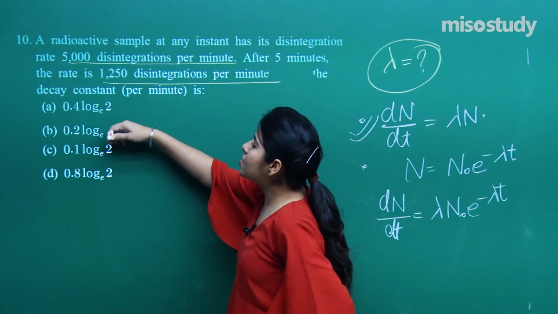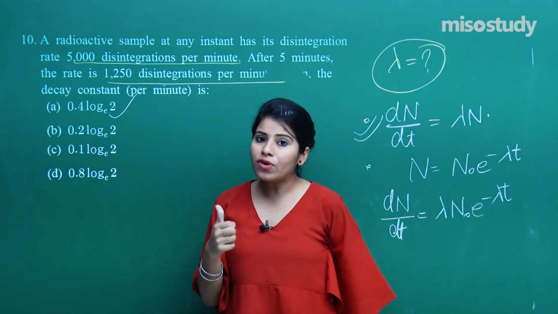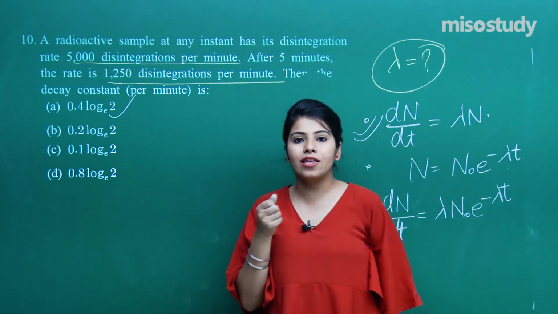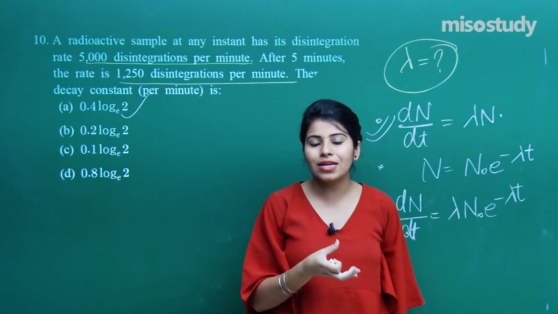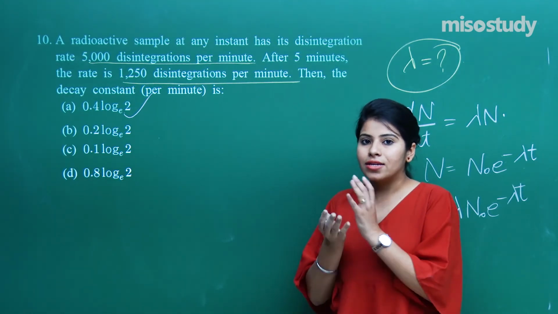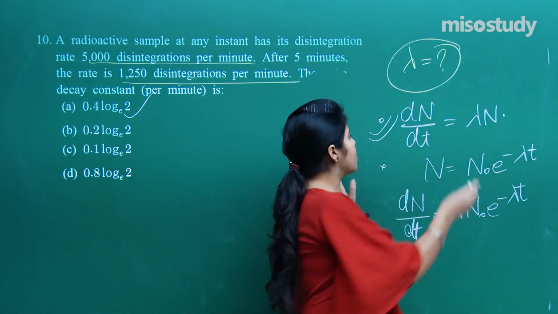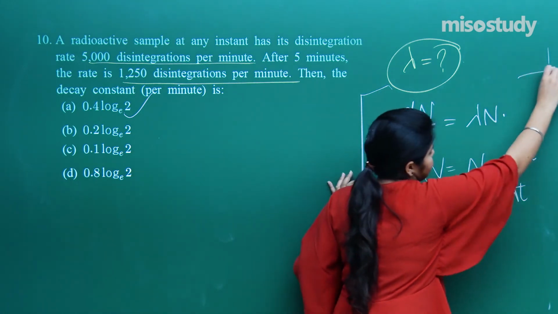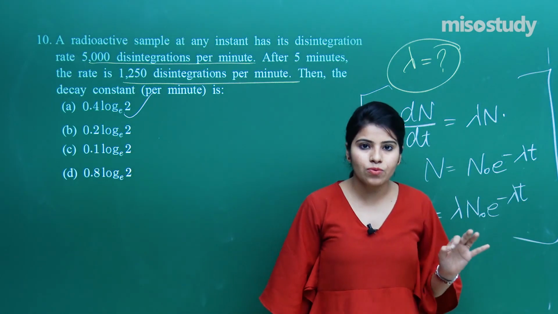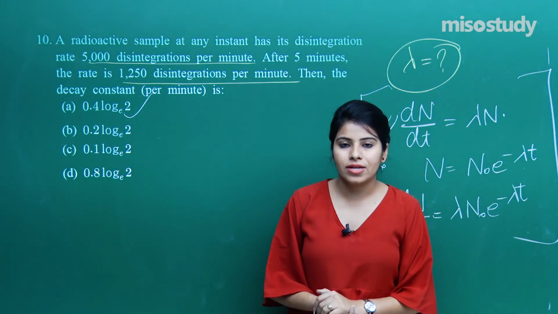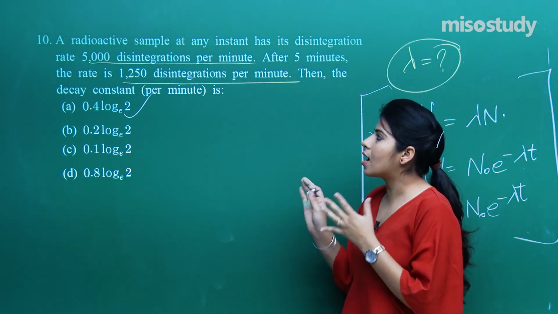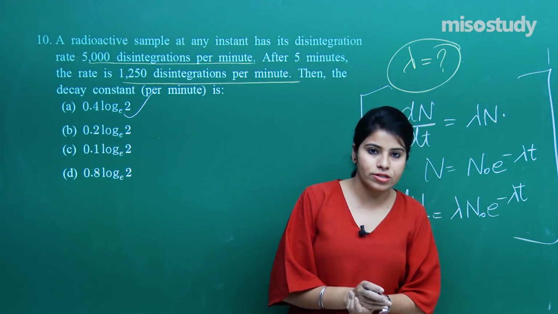Okay, so we can see that option number A, the first one, is the correct one, and the approach to proceed in this question is nothing but these two formulas. So we started with this and we have reached a point. Yeah, this was the question based on the decay constant, right?